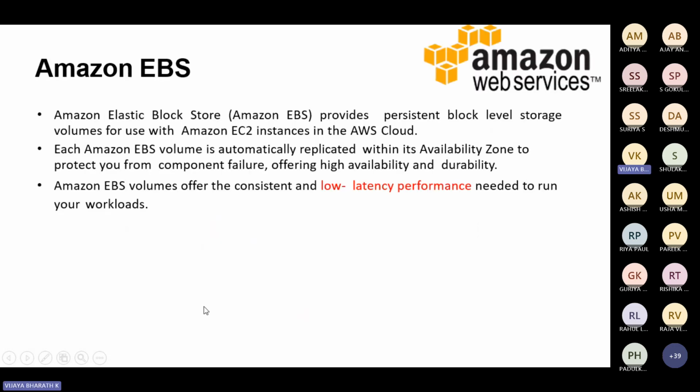Next is your block storage. It is a persistent block level storage called volumes, which is attached to any EC2 instance. EBS volumes automatically replicate within their availability zone to protect from component failure. Let's say this server is failing, from the next availability zone you can get high availability and durability. This offers consistent and low latency performance on your workloads.